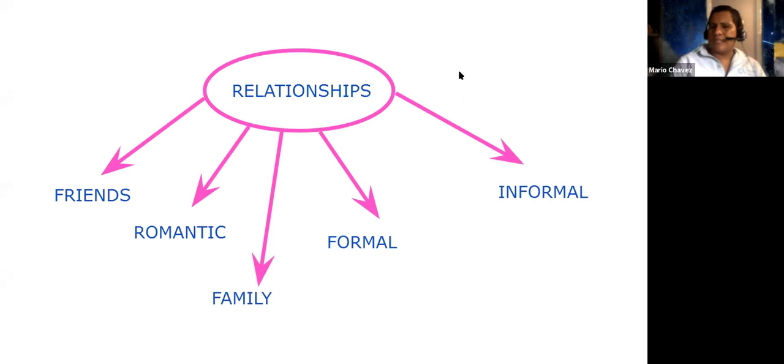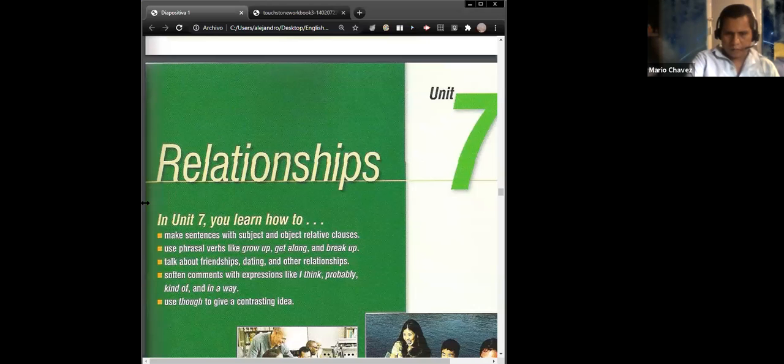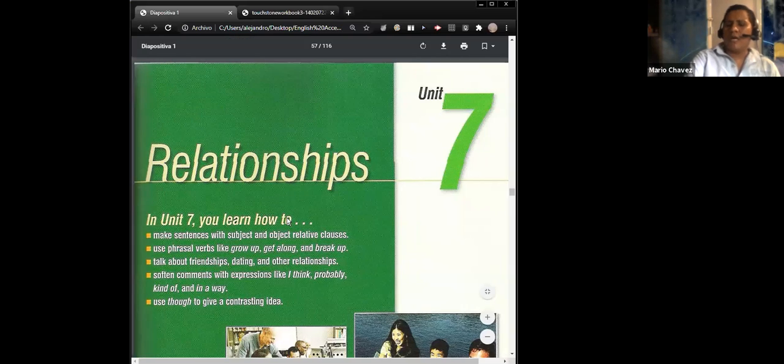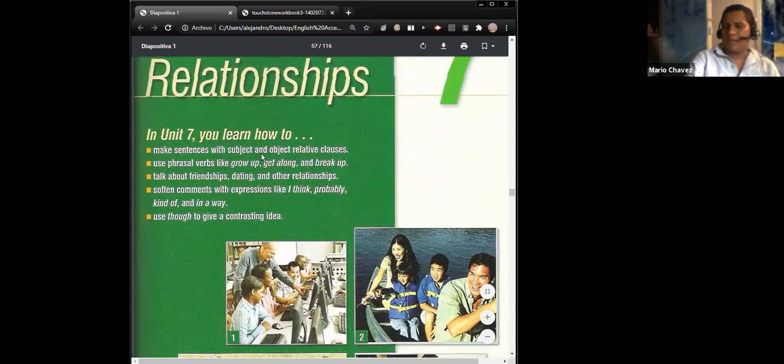Okay, so these are the relationships, you guys, that we're gonna be talking about in this unit. So that's unit 7, relationships. So let's go back to the book. Let me start presenting, all right? And look at the objectives.